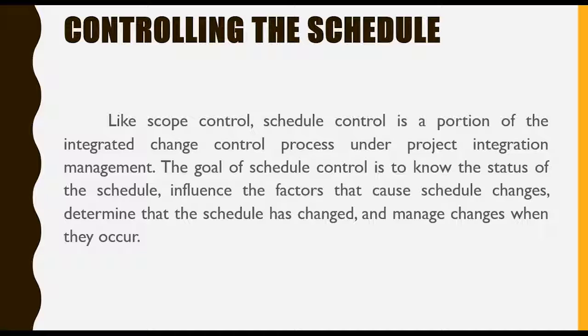The main inputs to schedule control are the project management plan, project schedule, work performance data, and organizational process assets. The main outputs of schedule control include work performance measurements, organizational process asset updates, such as lessons learned reports related to schedule control, change requests, project management plan updates, and project document updates.